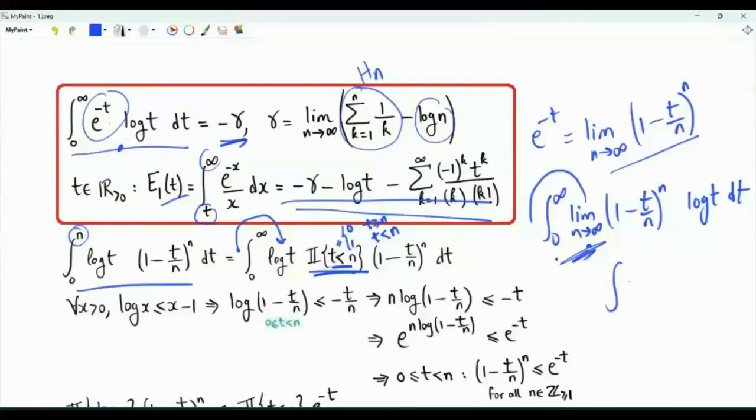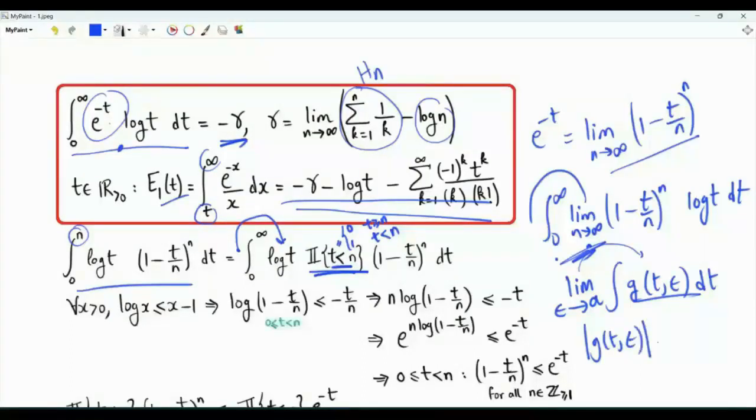If we have an integral of g of t and epsilon dt, epsilon is a parameter, t is the dummy variable of integration, and then here we have the limit as epsilon tends to a. Can we take this limit inside? The dominated convergence theorem provides a sufficient condition that makes swapping limit and integration valid. If we can upper bound the magnitude of the integrand by a function, and this function will be real valued and non-negative, that does not depend on the variable with respect to which we are taking the limit.